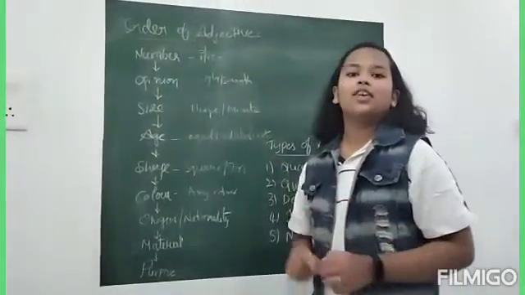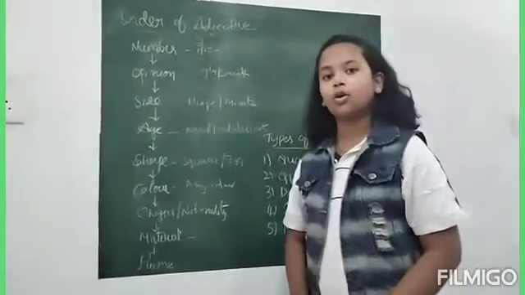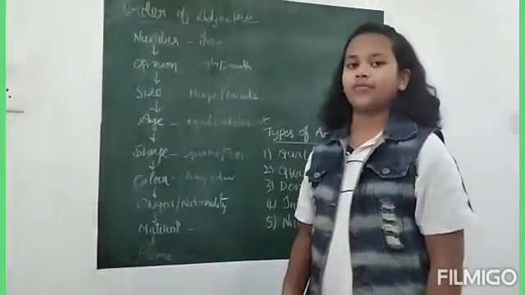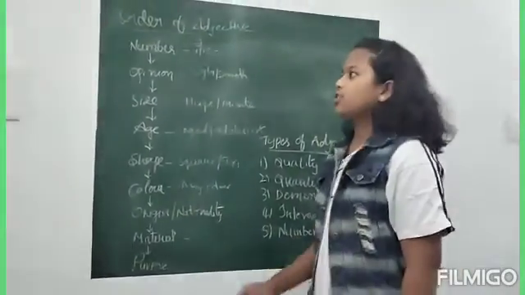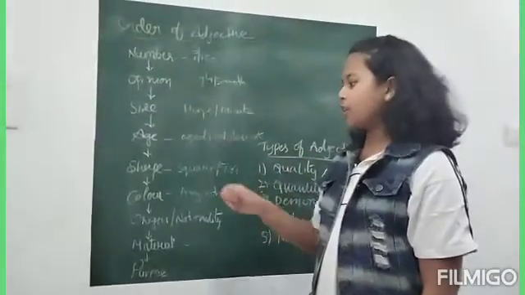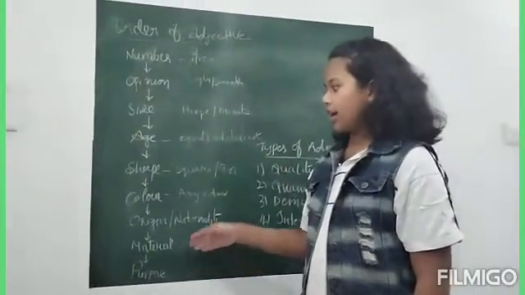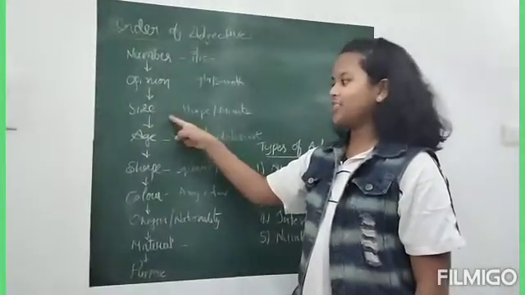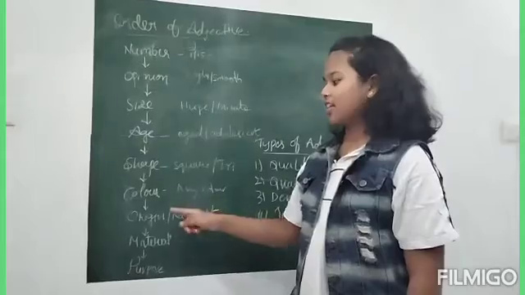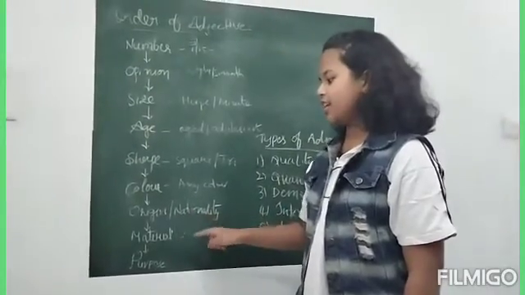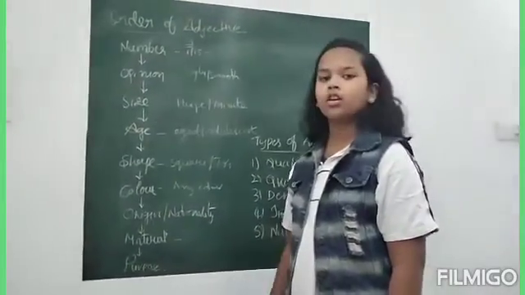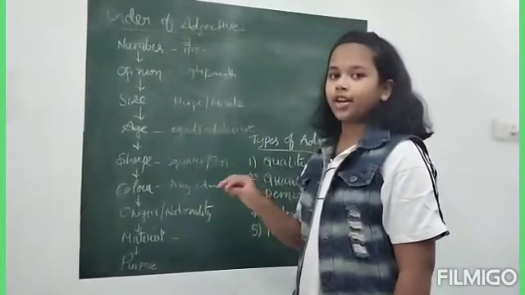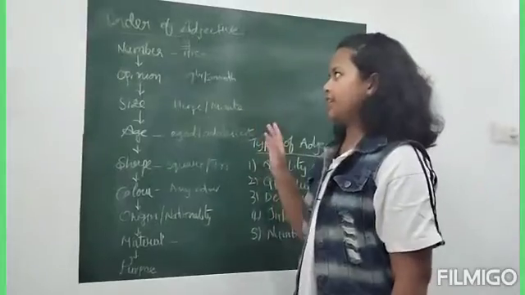Next topic, order of adjectives. Now we already know that in a sentence we use one or more than one adjective. So we need to follow a certain order of adjectives in a sentence. In that order we have: number, opinion, size, age, shape, color, origin or nationality, material and purpose. If we write a sentence in this order, it will be a correct, excellent sentence.